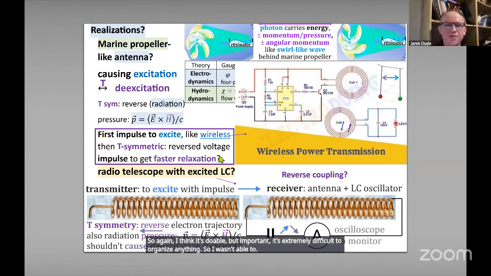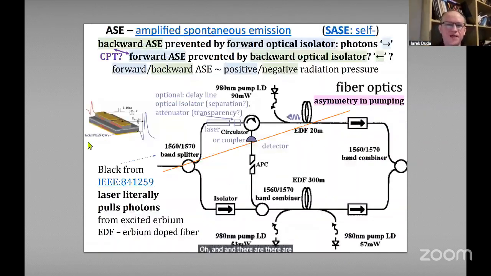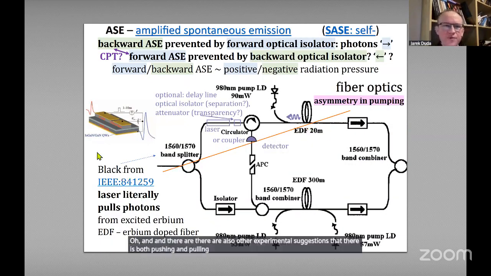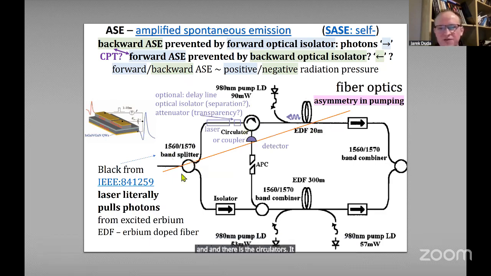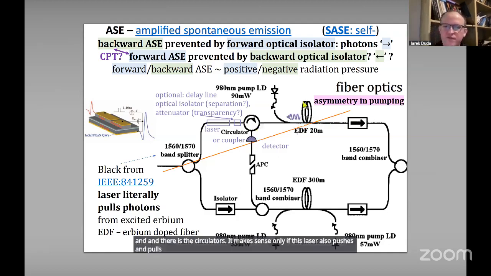Oh, and there are also other experimental suggestions that there is both pushing and pulling. I have found this kind of setting, where there is a laser, there is excited erbium here, and there is this circulator. It makes sense only if this laser also pushes and pulls the photons from this erbium.